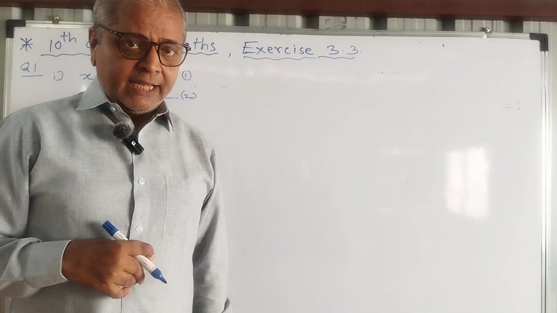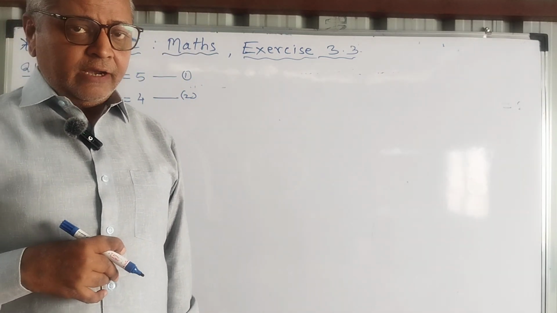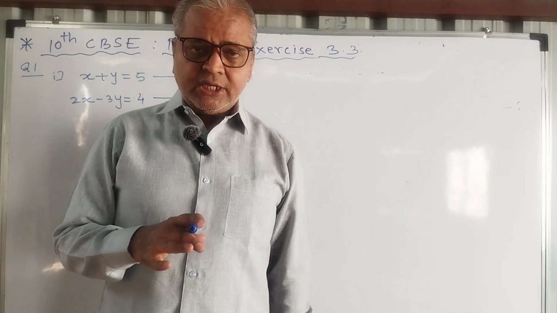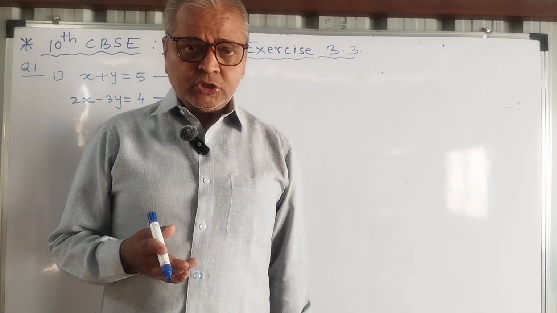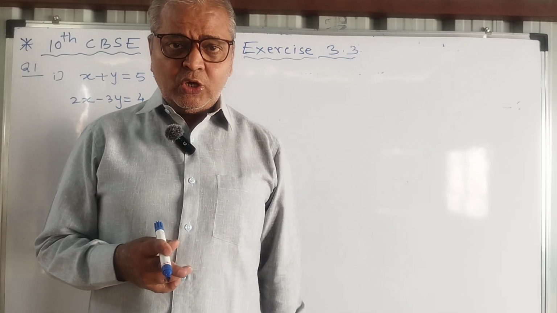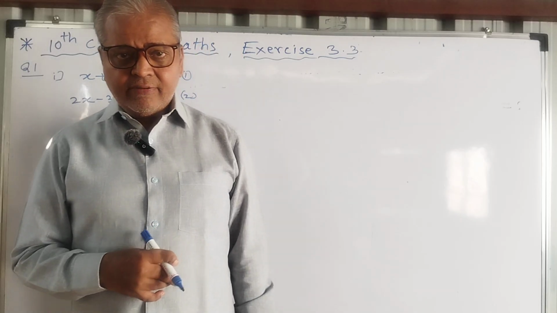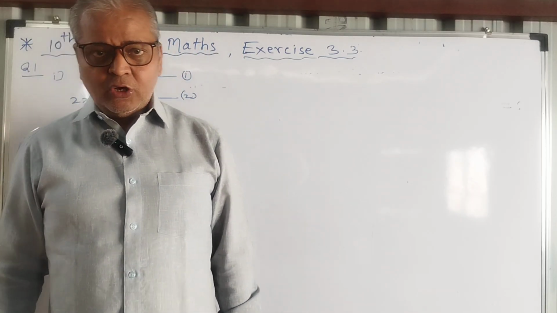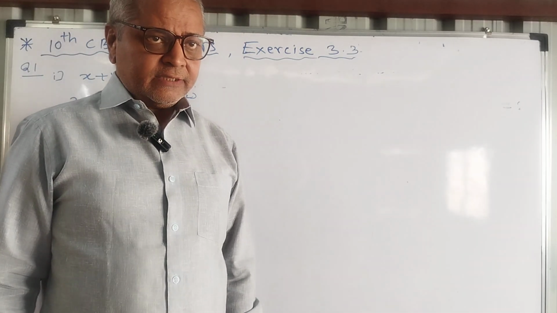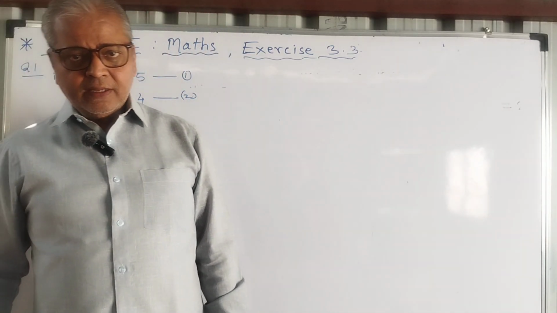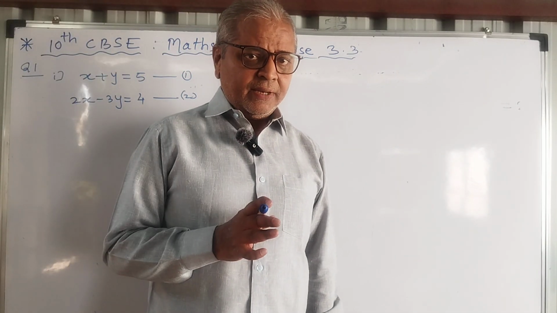So that means we are eliminating one variable, and once we eliminate one variable, we will get the equation in the remaining variable. Solve that equation, you will get the value of that variable. Put that value in any one equation, we will get the value of another variable. In this way we will solve all questions by elimination method. This is a very simple method.